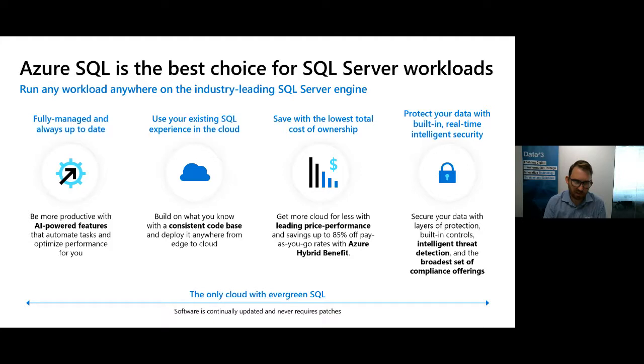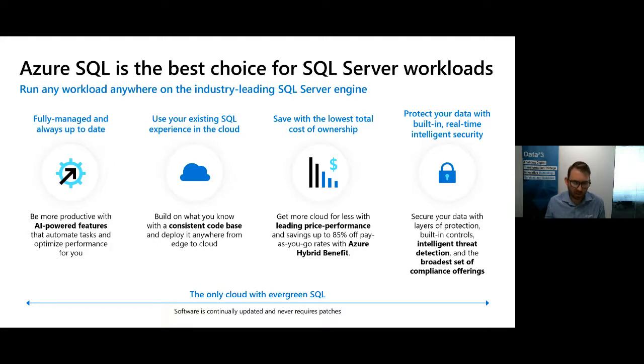You can be more productive. There are some AI features that enable you to automate a lot of tasks and optimization of those data workloads. All the experience that your teams have in managing databases right now on premises doesn't go away. It very much transfers across, and there's a consistent code base when you move from your on-premises data center to the cloud as well. We talked about the lowest total cost of ownership, and we'll go into some more details on that shortly. But also protect your data with real-time intelligent security, which is quite good. And we'll again look at some of the security options available in the hands-on labs.